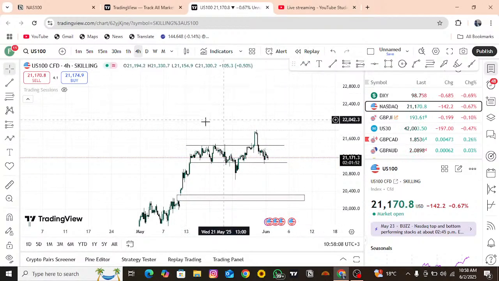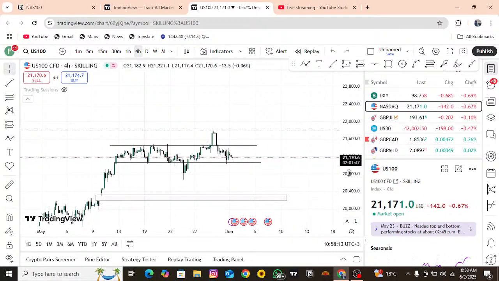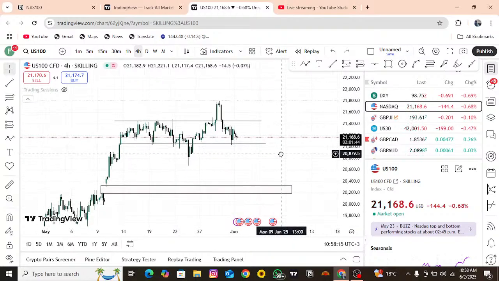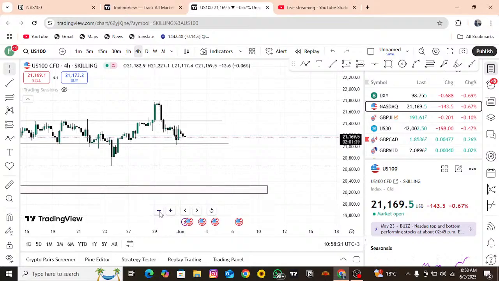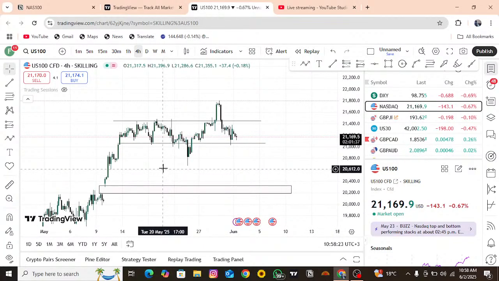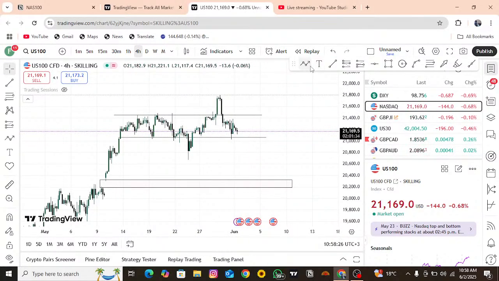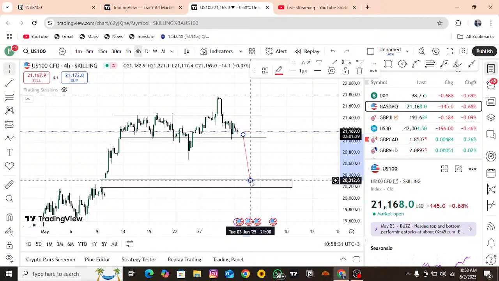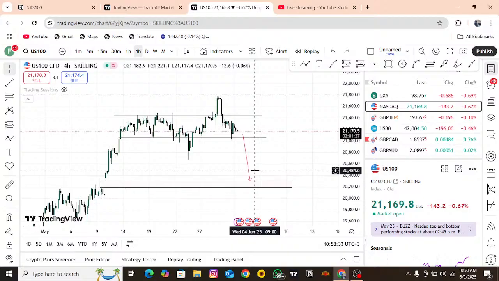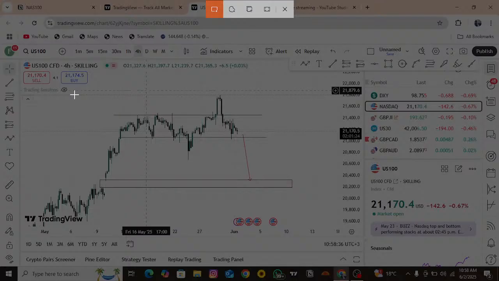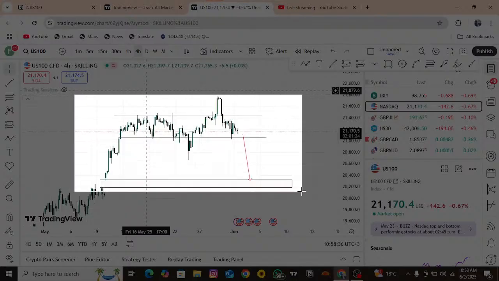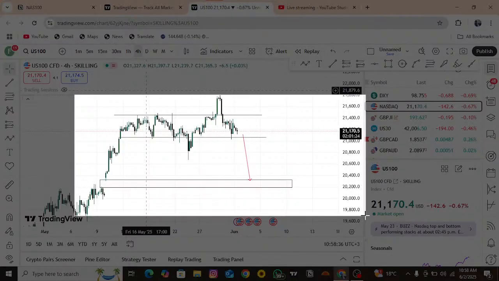So I'm waiting maybe to see if Nasdaq can be able to break this zone, come to fill this zone. So this is what I'll be waiting to see in that case.